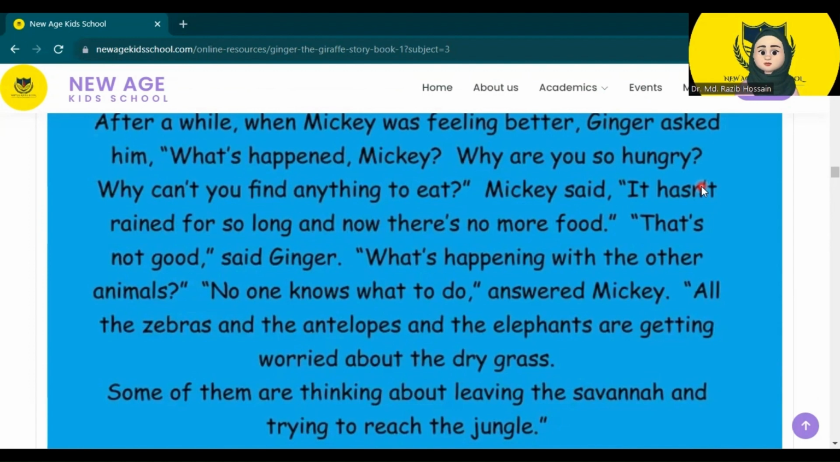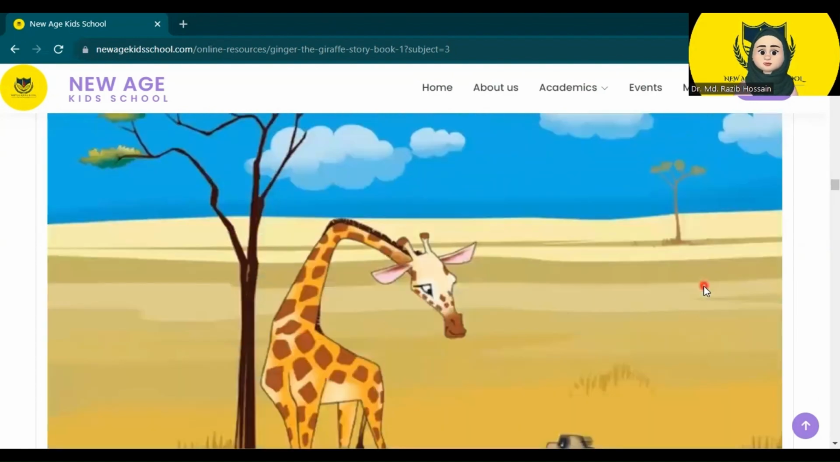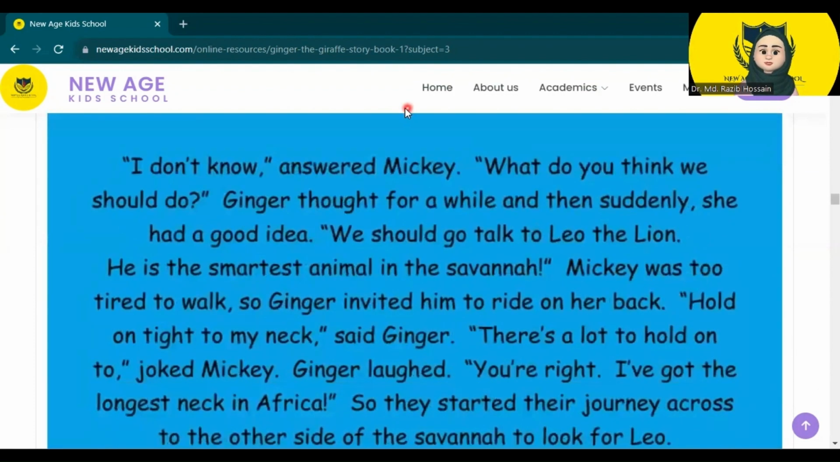Then Mickey said, no one knows what to do. The zebras, antelopes, and the elephants all are worried about the dry grass because there was no rain. And some of them were thinking of going to the jungle and leaving the savannah behind. Then Ginger asked Mickey, are you going with them? That's what we learned from this para. Let's move on to page number 5.